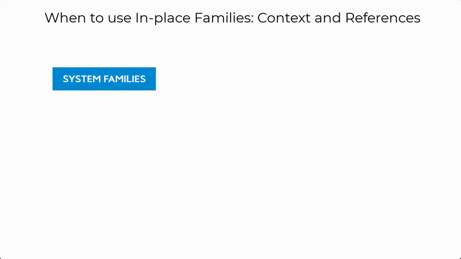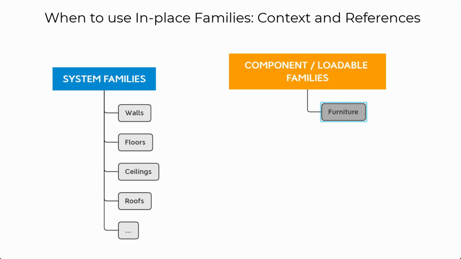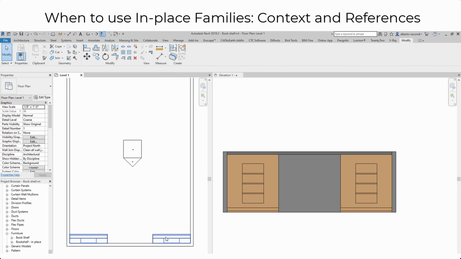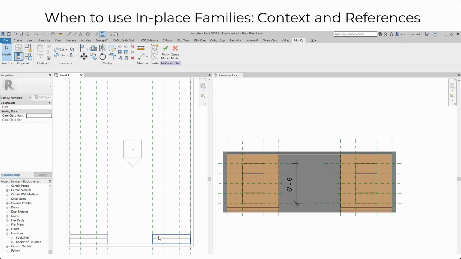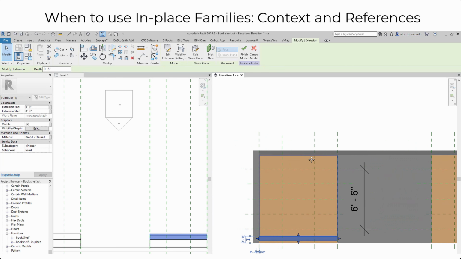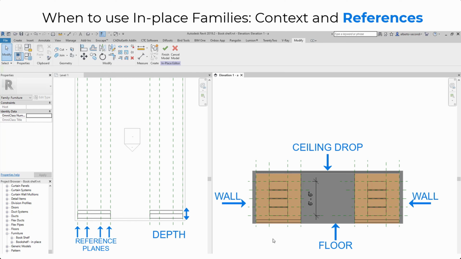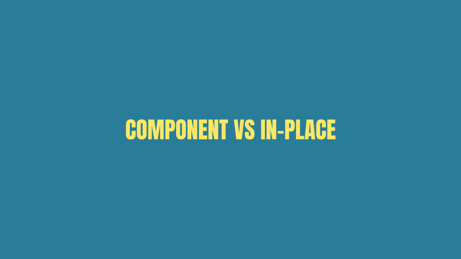So when should you use in-place families? Well, as a rule of thumb, I try to use system families and component families as much as I can and only really use the in-place families when I need some information about the context around the element that I'm modeling in the project. And I try to keep the in-place families amount to a minimum.